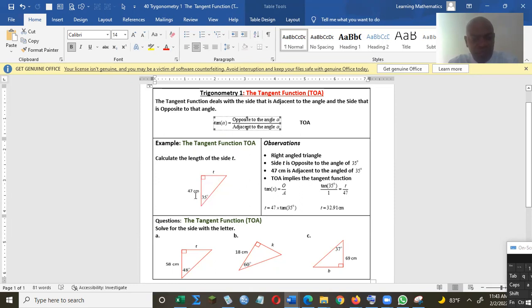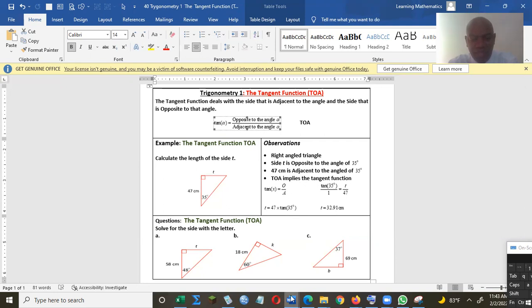The 47 centimeters is adjacent to the 45 degrees. So therefore you are dealing with opposite and adjacent. Clearly you are in TOA, that's tan. Tan is equal to opposite over adjacent. Tan 45 degrees over 1 is equal to T over 47 because T is opposite to 45 degrees. 47 is adjacent to 45 degrees, opposite over adjacent. You solve for T by rearranging, you multiply 47 by tan 45 degrees to give 42.91 centimeters.